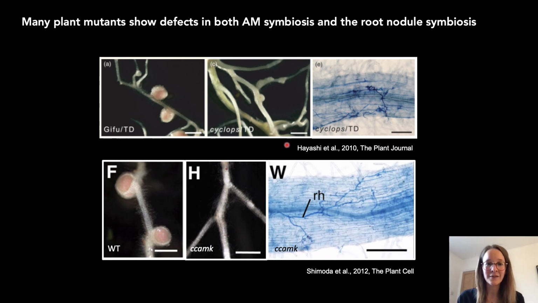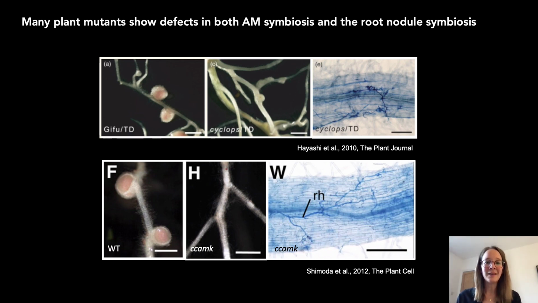So here, for example, you've got the same Cyclops mutant that cannot form proper nodules. And you can see that even though the fungal hyphae can attach to the root surface, the vascular mycorrhizal fungi also are not able to fully colonize this particular mutant. And the same is true for the CSIR-K mutant. So it seems that we have a lot of the same genes that are required not only for one of these symbiotic interactions, but for both of them.